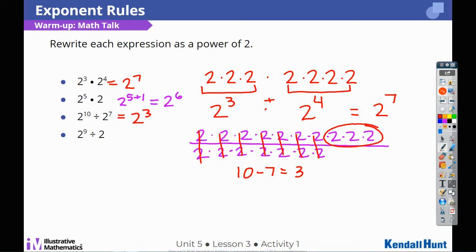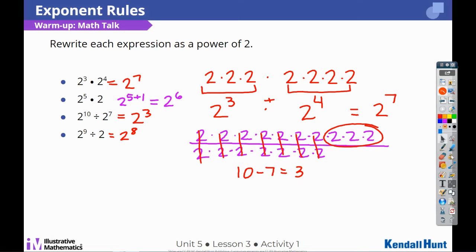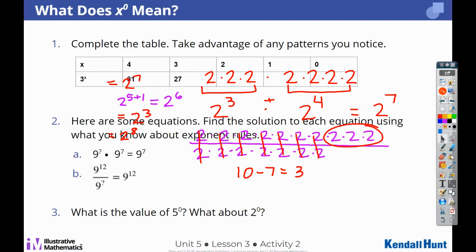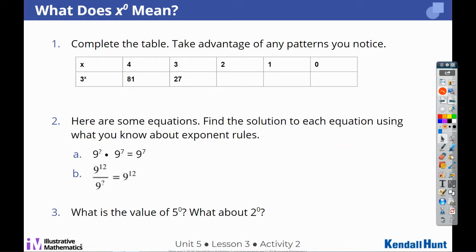Also, if I have 2 to the power of 9 divided by 2 to the power of 1, 9 minus 1 is 8. So that's going to give me 2 to the power of 8. All right. So we're going to look at this table.